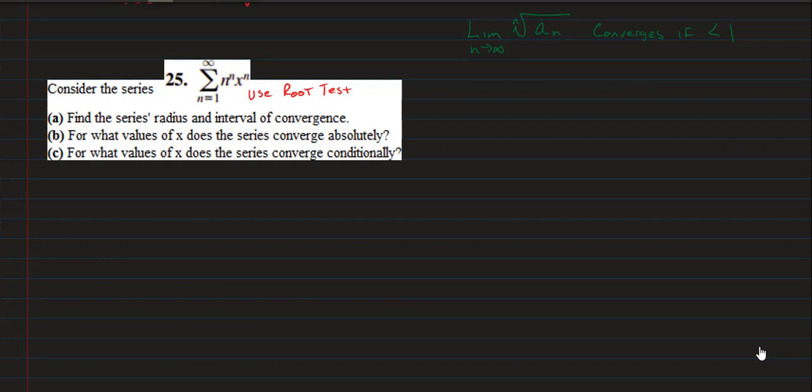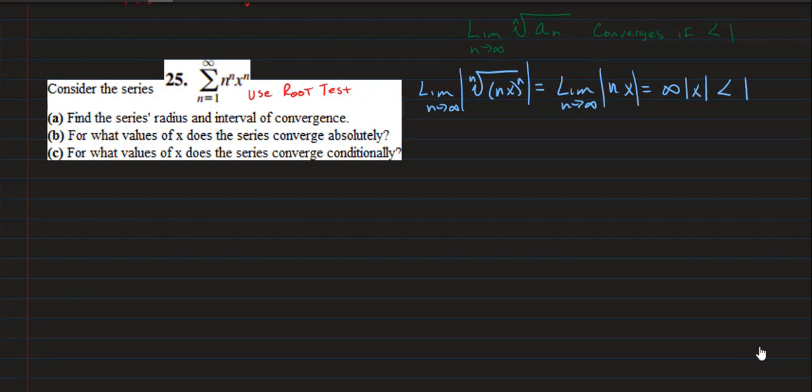So we're going to look at the limit as n approaches infinity of the nth root of, I can write this as n times x raised to a power of n. And the nth root of this raised to the n is just the limit as n goes to infinity of n times x. And it's going to be the absolute value of this. So this is going to be equal to infinity times the absolute value of x. And this will converge if that's less than 1.